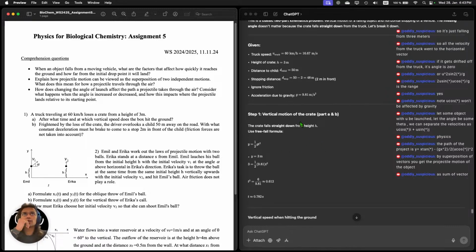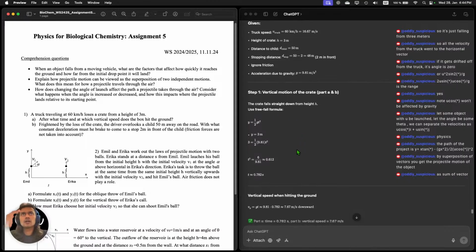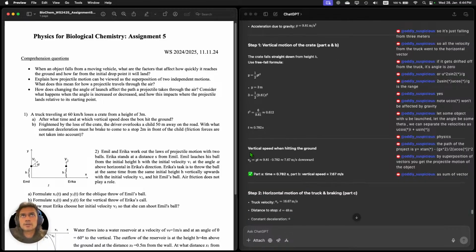Okay, let's look at the first vertical motion of the crate. The crate falls straight down from height h. y equals half g t squared. So it's just falling from 3 meters. Yeah, you could take it that way, right? Free fall formula, yeah. Vertical speed when hitting the ground: v is equal to g t.